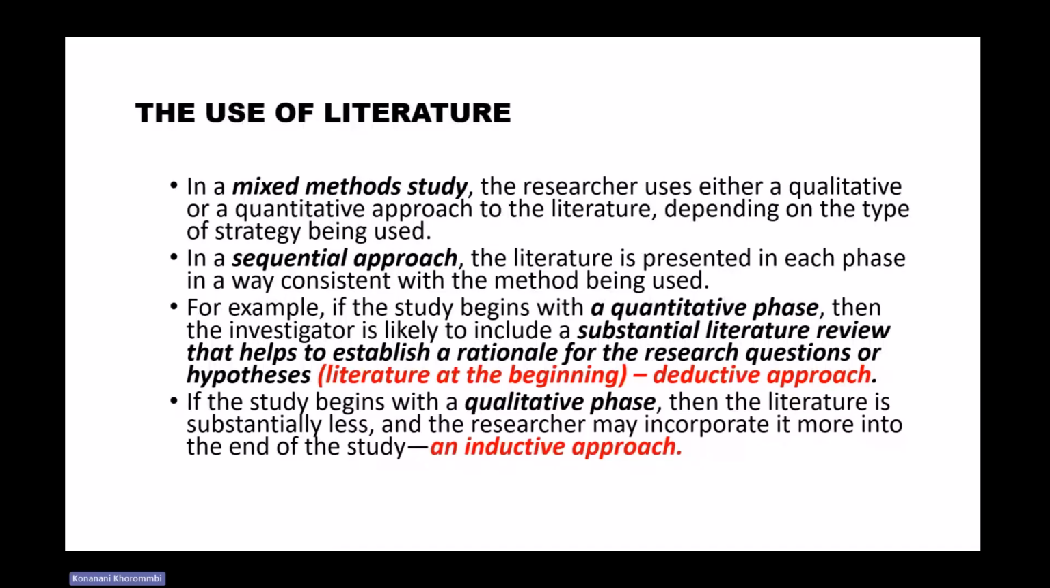So the designs dictate whether the use of literature would relate to the qualitative approach discussed earlier or to the quantitative approach discussed earlier. In a sequential approach, for example, the literature is presented in each phase in a way consistent with the method being used. For example, if the study begins with a quantitative phase, then the investigator is likely to include a substantial literature review that helps to establish a rationale for the research questions or hypothesis at the beginning. And this is a deductive approach, as we've said.